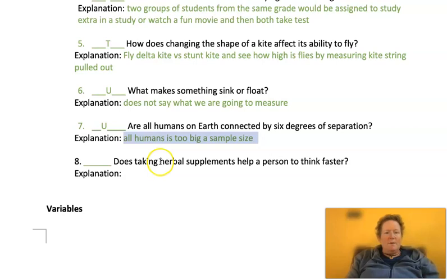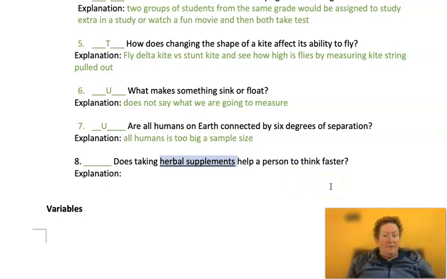Does taking herbal supplements help a person think faster? Now here are my 2 problems. Herbal supplements. What do you mean? There's lots of different herbal supplements you could take to try to help you think faster. Caffeine? Is caffeine an herbal supplement? Lots of people drink coffee or tea, and that does help you think a little bit faster in some respects.